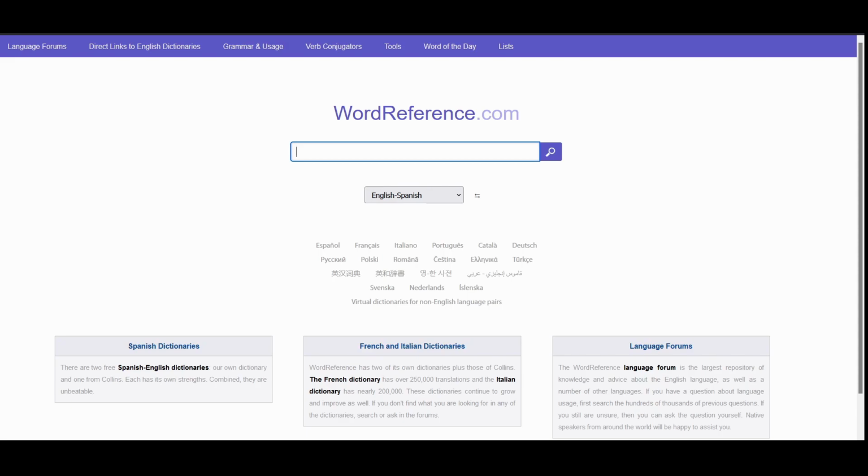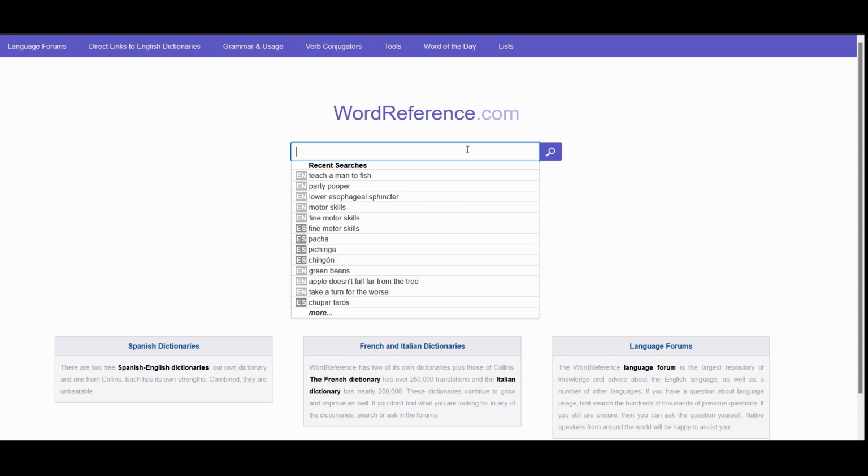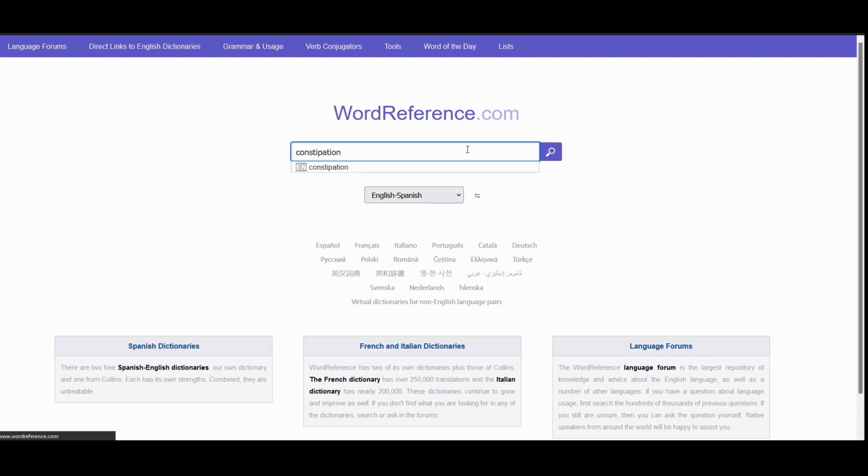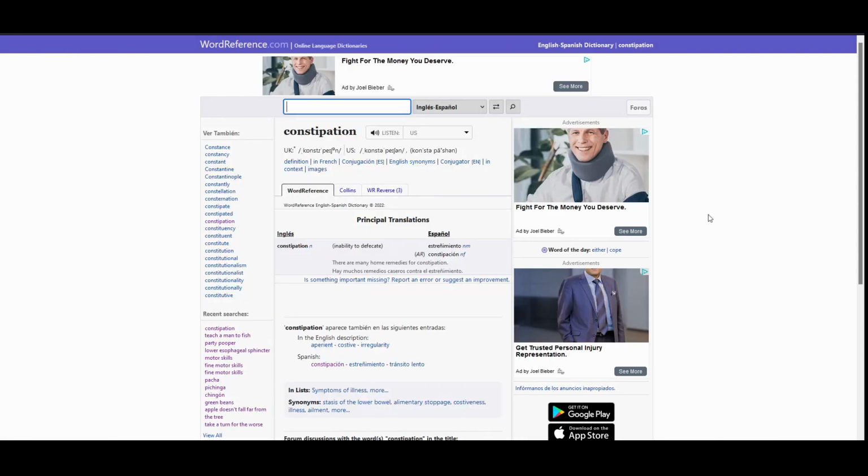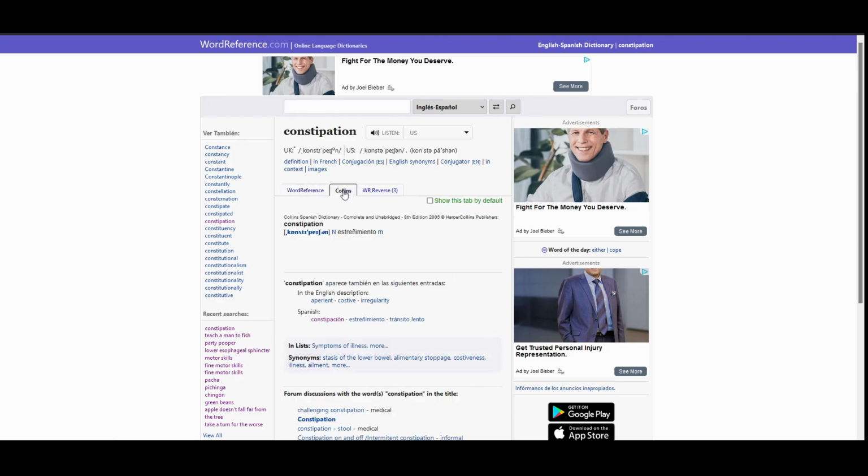So for Wordreference, let's say, I don't know, the word constipation. So you look up constipation and you can see here under the Wordreference tab, it says constipation, inability to defecate, and then I have it as estreñimiento. So that is correct. However, you can see here that some folks, I'm assuming this is Argentina, say constipación. That is also technically something people say. However, it's kind of vague and ambiguous. Now, if you go to the Collins tab, you can see here it only lists estreñimiento.